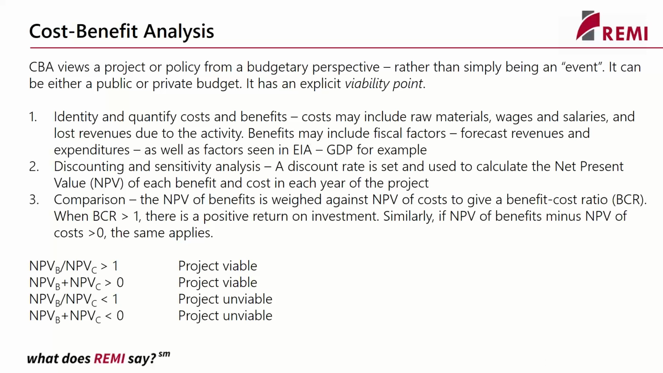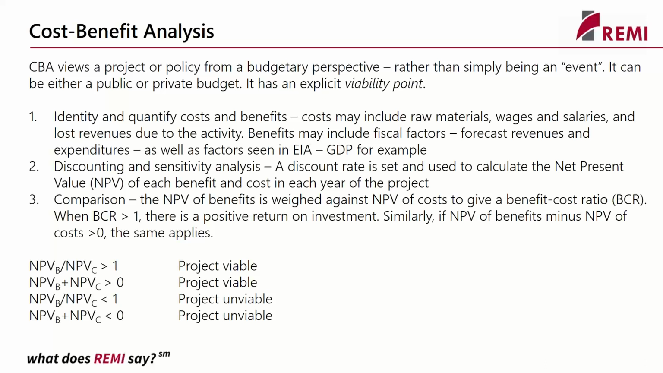There might be lost revenues due to the activity. So if it's a road that's being constructed, a highway, then you're going to see some reduced efficacy of that road, even if in the long term it'll be beneficial for that transportation corridor. We're going to see some impact in the short term in a negative way, just because of the construction. So those are some of the costs. The benefits will be different forecast revenues, and it will be weighed against those costs in some way.